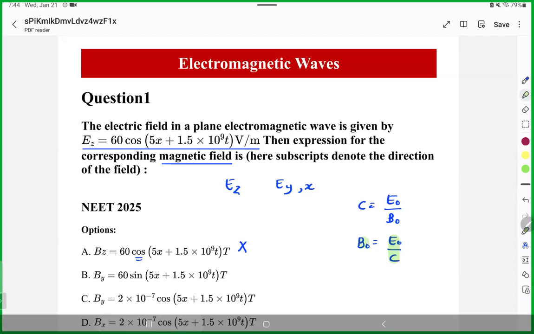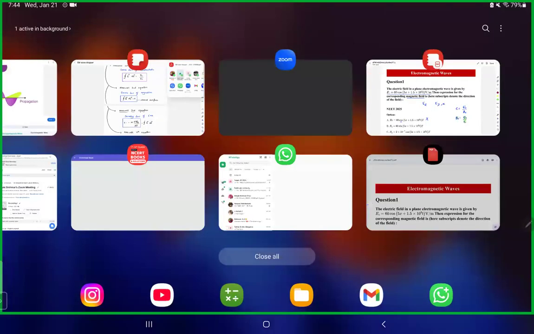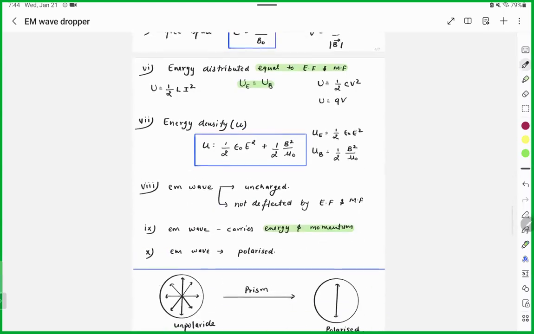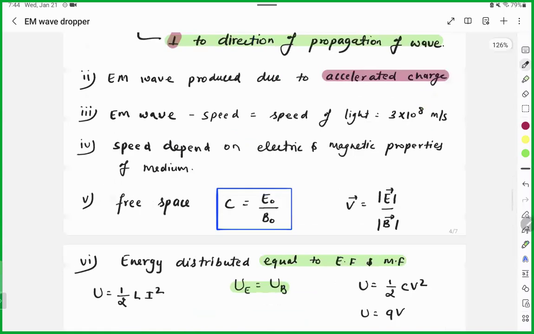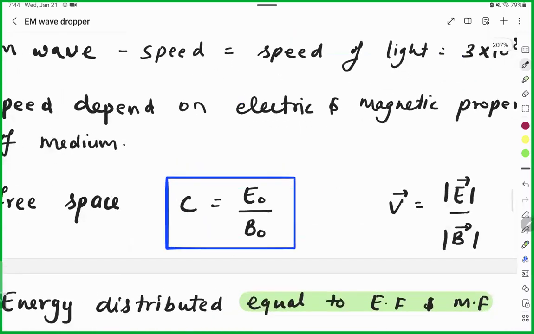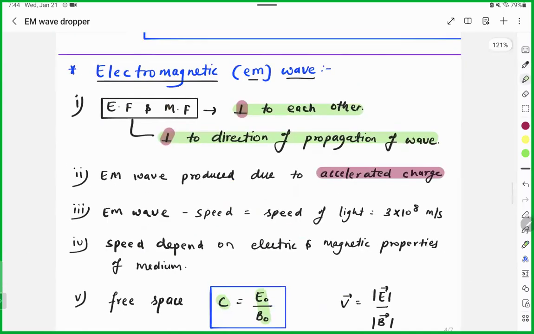And all these notes are the last year notes. You can compare, same thing. We already discussed this: C is equal to E naught by B naught, a direct equation. We wrote that the electric field and magnetic field are perpendicular to each other.